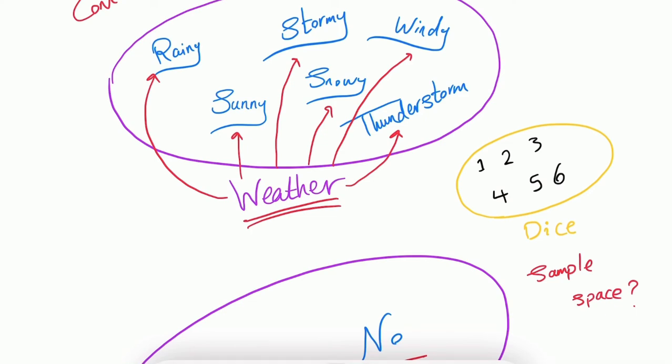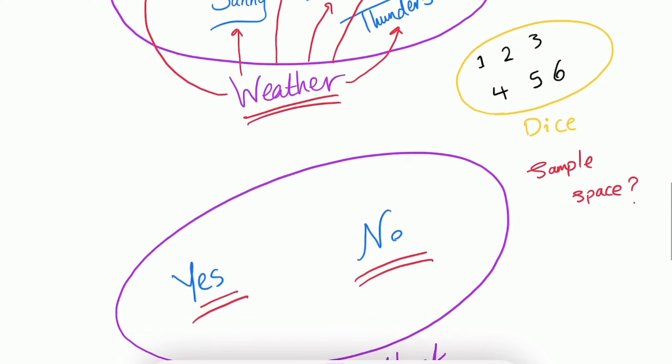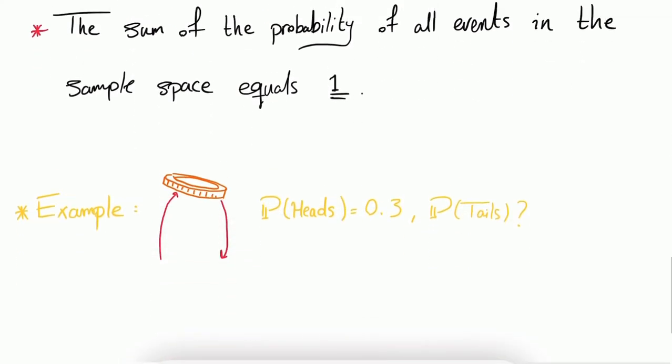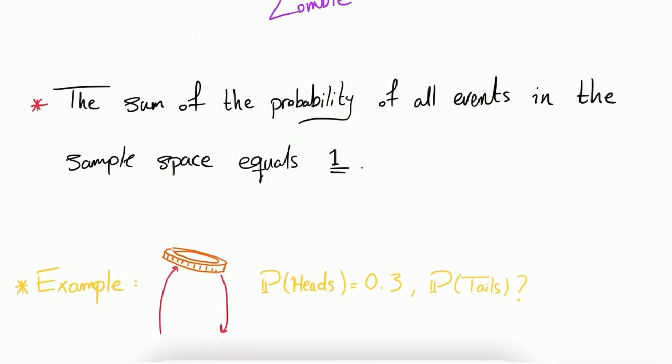Now that you've mastered the concept of sample space, we move on to one of the most important points in the world of probability. So, the sum of the probability of all events in a sample space has to equal 1. This is very important, something that you should always, always, always have in your mind. So I will highlight it here for you so that you know how important this simple fact is.